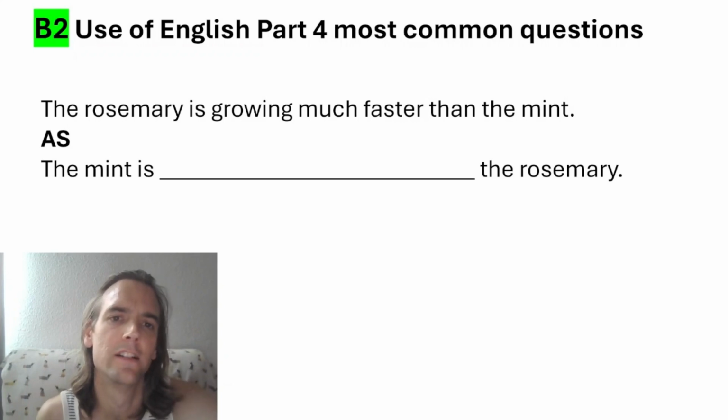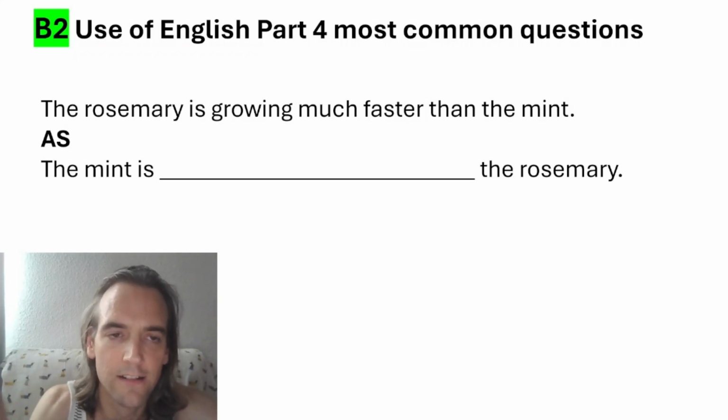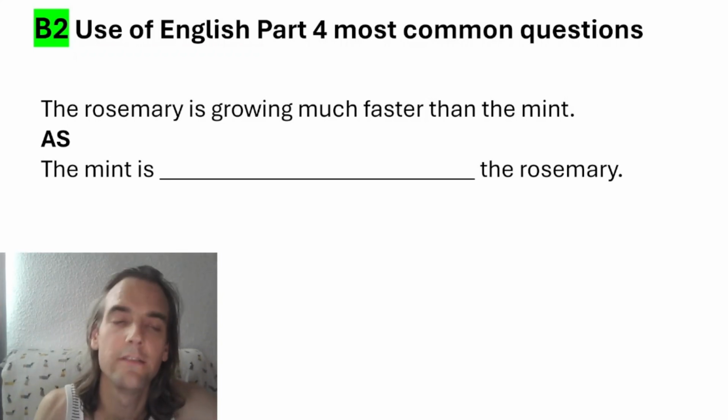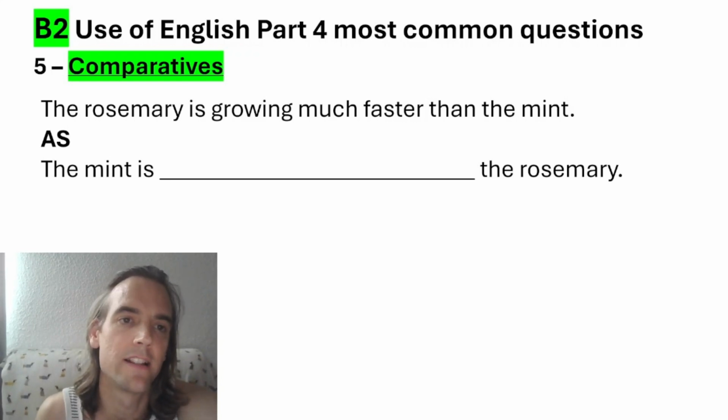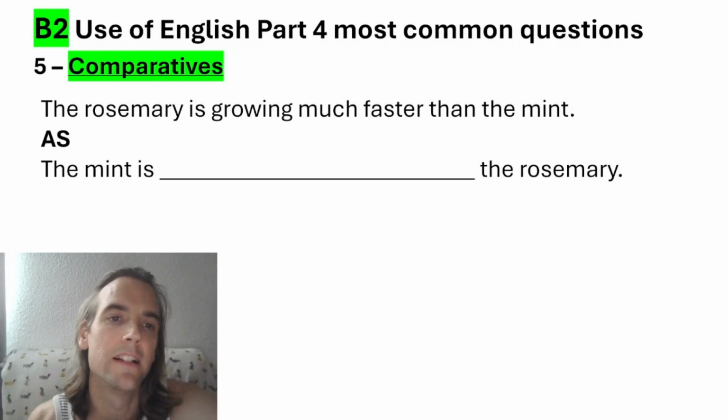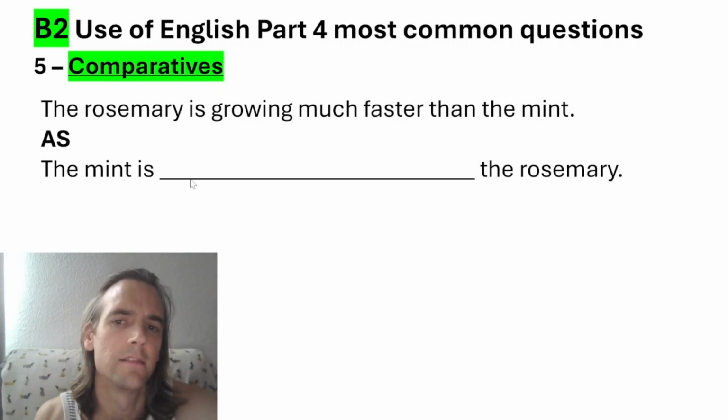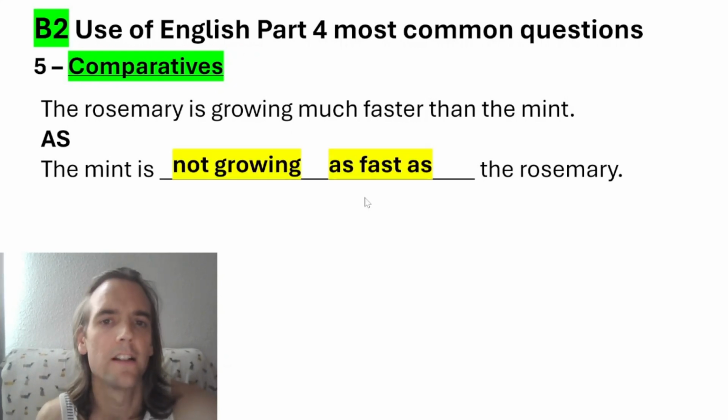Grammar point 5. We can see what this is, can't we? Much faster than, the rosemary and the mint. We're doing a little answer the question. We're comparing them. So comparatives, to compare, make a comparison. The rosemary is growing much faster. The mint is, the rosemary is not growing as fast as, right?